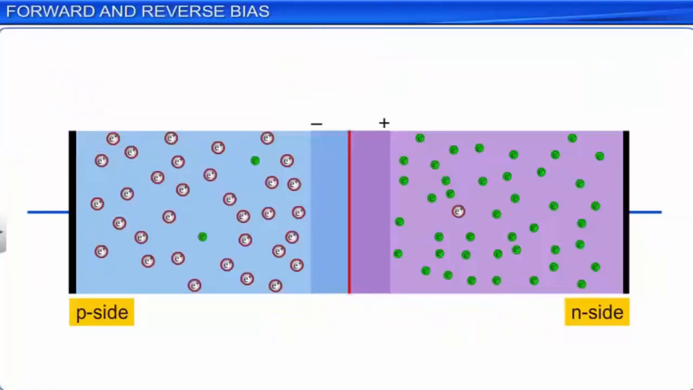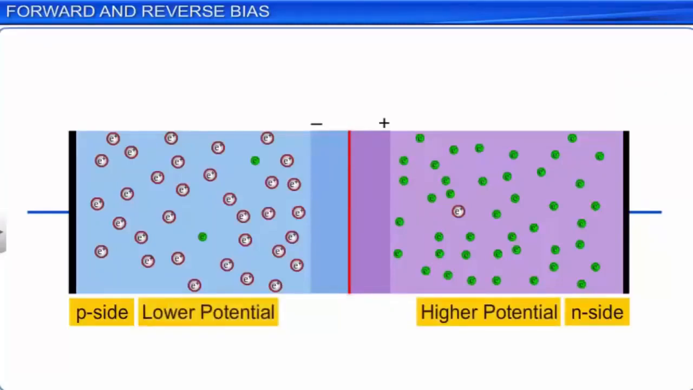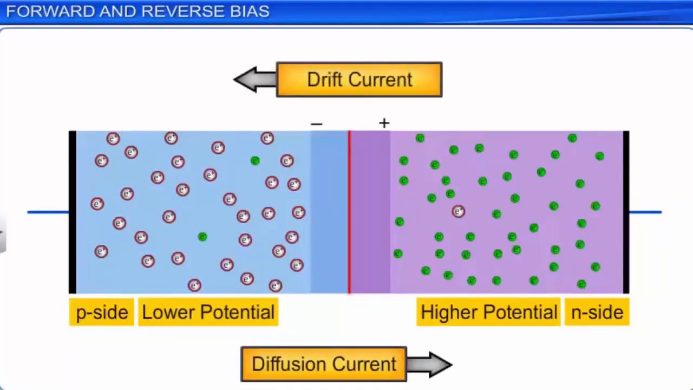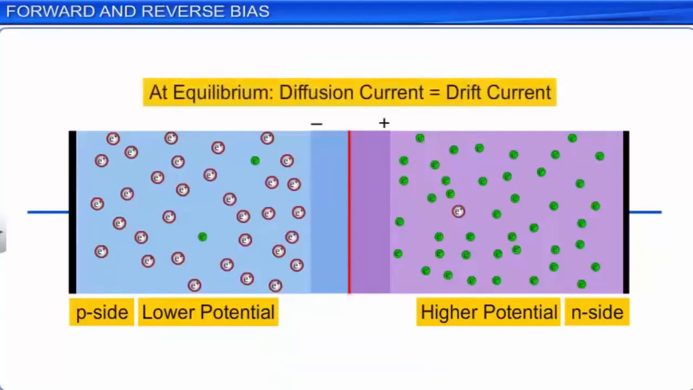We have also learned that when the diode is not connected to the battery, the n side is at a higher potential and the p side is at a lower potential, and the diffusion current and drift current across the p-n junction are opposite in direction and equal to each other at equilibrium. It is important to note that the diffusion current is due to the movement of majority carriers of the p and n regions from one side to the other. Similarly, the drift current is due to the minority charge carriers of the p and n regions from one side to the other side.